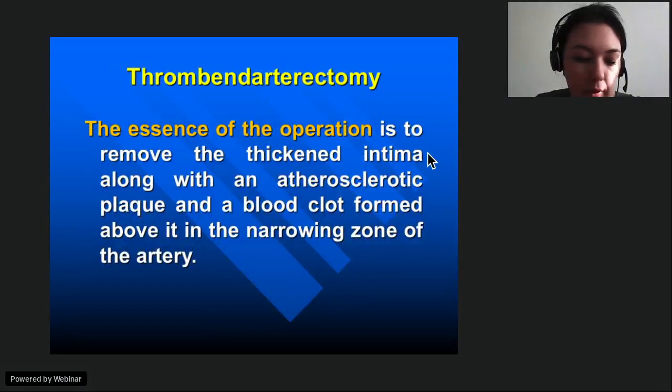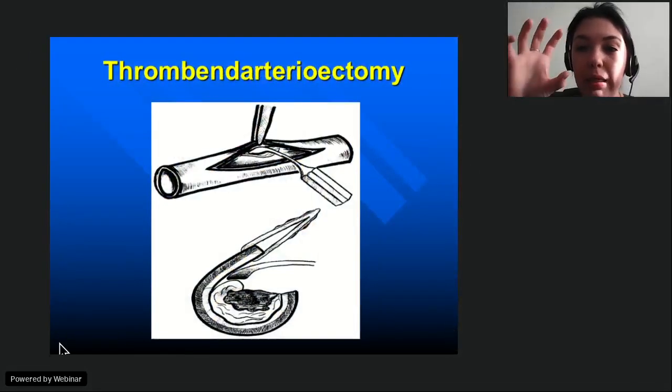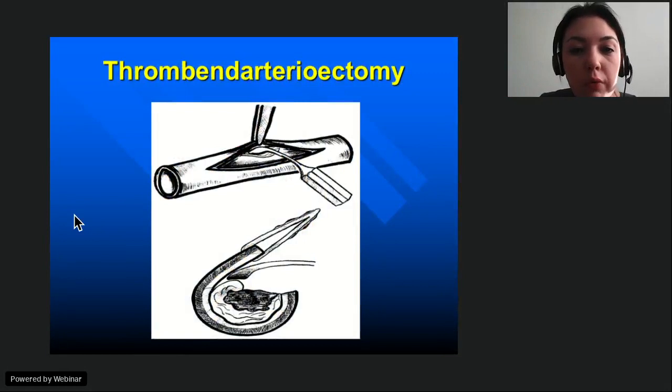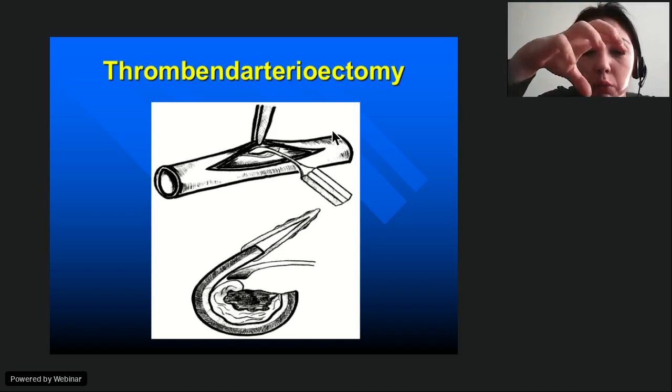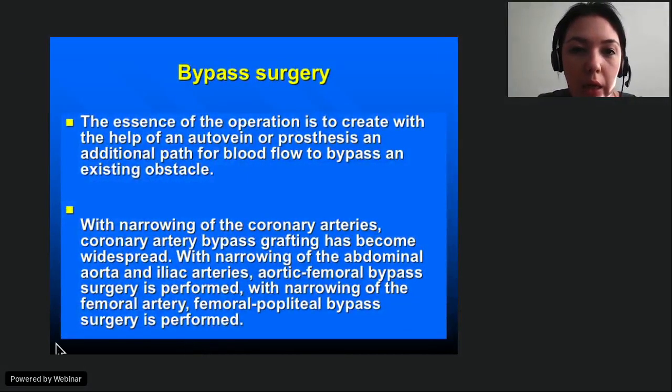thrombendarterectomy is another operation. The essence of the operation is to remove the thickened intima along with an atherosclerotic plaque and a blood clot formed above it in the narrowing zone of the artery. So in this case, we do not just remove the clot or the plaque, because the plaque is fused with the intima, the internal membrane, the internal layer of the vessel. So we dissect the vessel, and with a special instrument, we remove the clot together with this thickened intima. This is thrombendarterectomy.